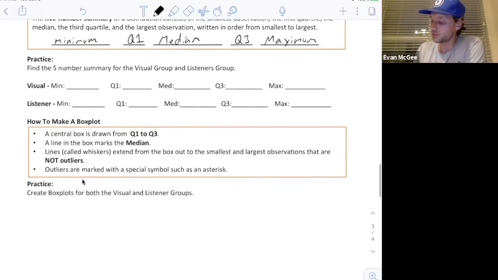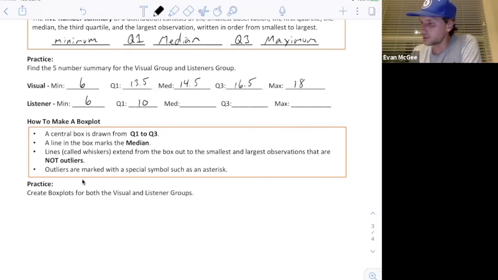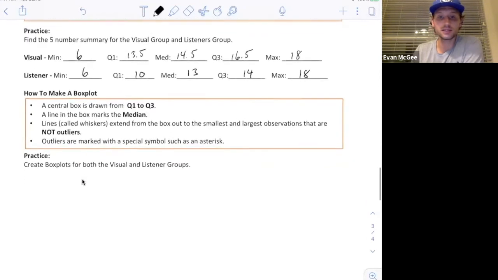So let's look at the visual group and write the 5-number summary. 6 was the smallest value. Q1 we found was 13.5. Median was 14.5. Q3 was 16.5. Max 18 was the largest value. I'll fill in these values for the listening group. So we have the 5-number summary for both data sets.